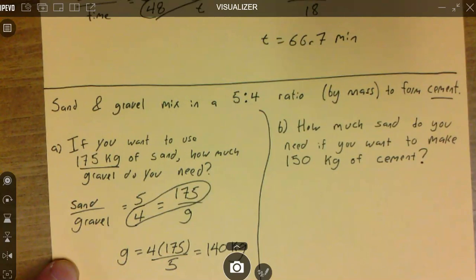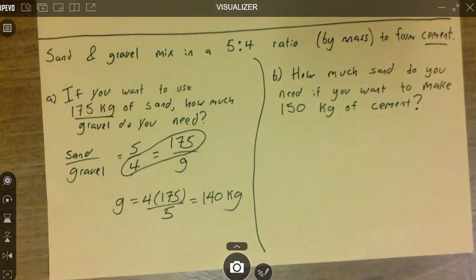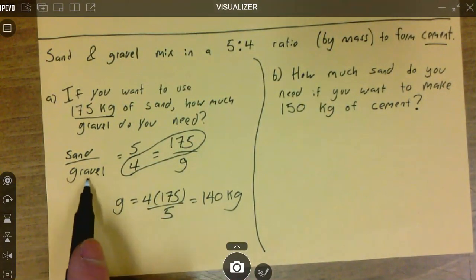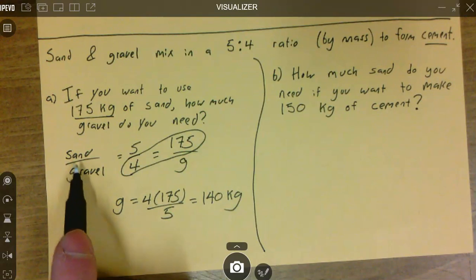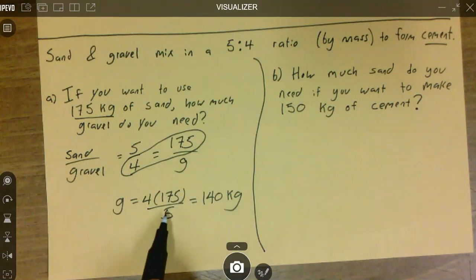kilograms of gravel. Usually I work on the page vertically, but just so it shows up on my camera, I worked horizontally there. Again, it's nice because I can see my ratio that I've set up, what two quantities I'm comparing. I can see what exactly I'm typing into my calculator, and then I've got an answer with units. So just thinking about how to communicate these solutions.